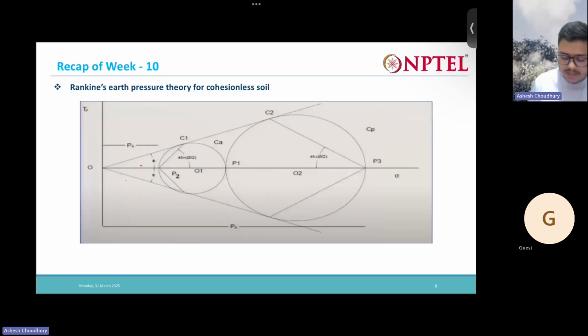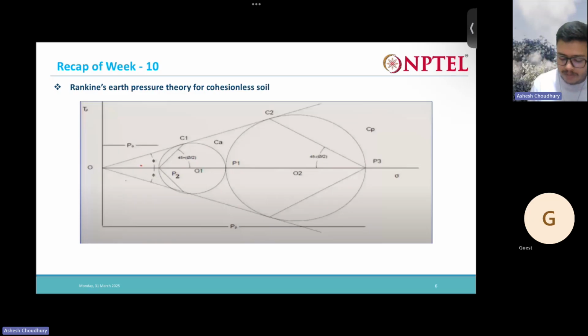Now next we can discuss Rankine's earth pressure theory for cohesionless soil. Rankine gave a theory to determine the earth pressure for cohesionless soil, and later it was extended to cohesive soil. Then the theory was further extended by Coulomb to include the friction between the wall surface and the soil.